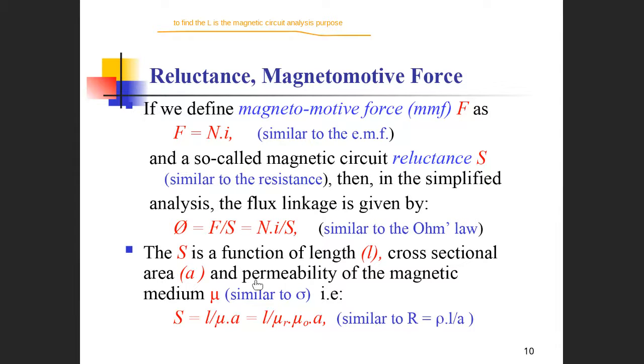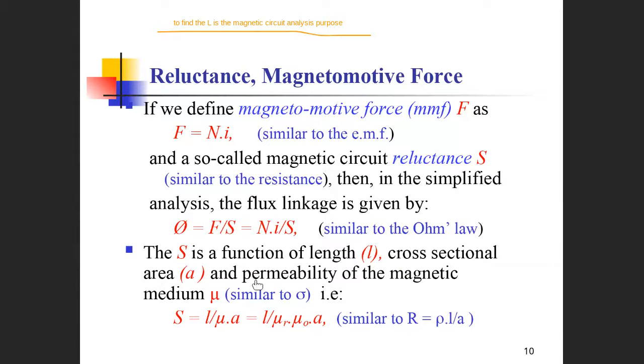But it depends on the material's nature. The magnetic field, right, the flux will be different. One parameter we call the magnetic field permeability.